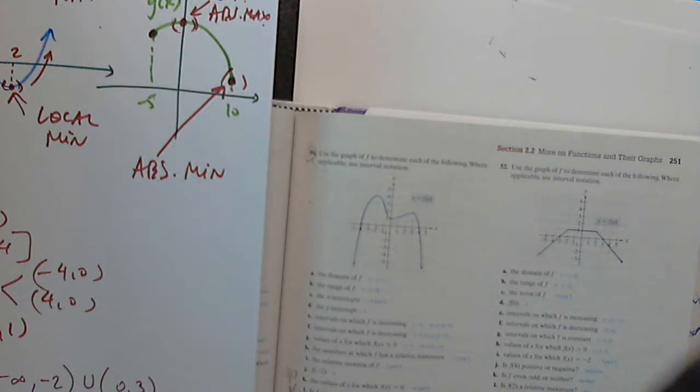Okay, so we have increasing on negative infinity to negative 2 and 0 to 3. And now next question, decreasing on negative 2 to 0, union 3 to infinity. Very good. Excellent.